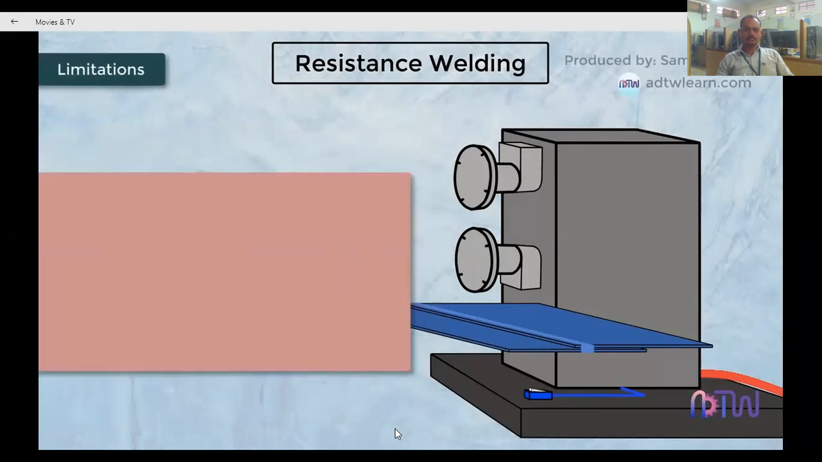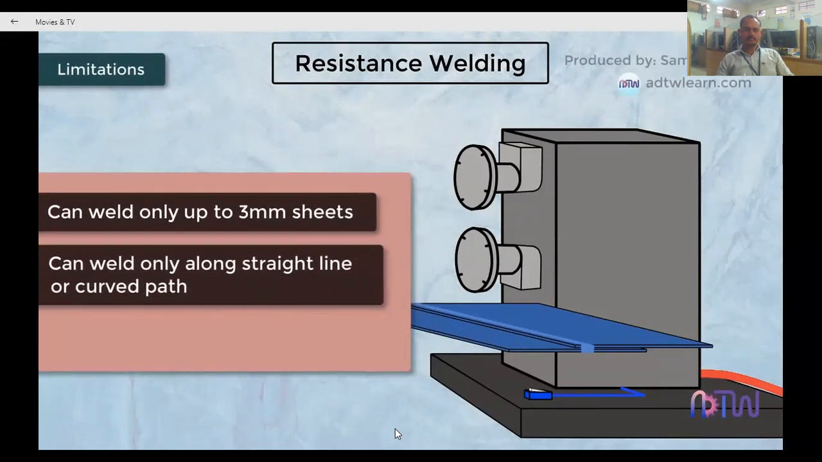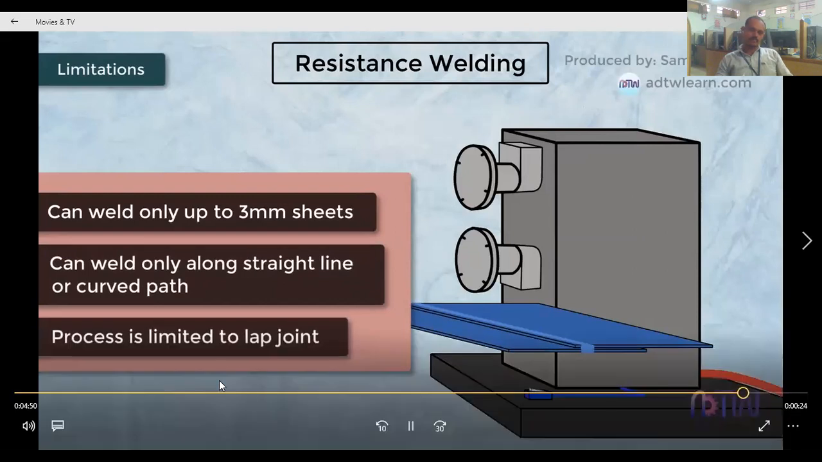Limitations of seam welding. The welding process is suitable for thin sheets only, up to a thickness of 3 mm. Since the electrodes are in the form of rollers, they can weld only along a straight line or well-curved path. The process is limited to lap joints.